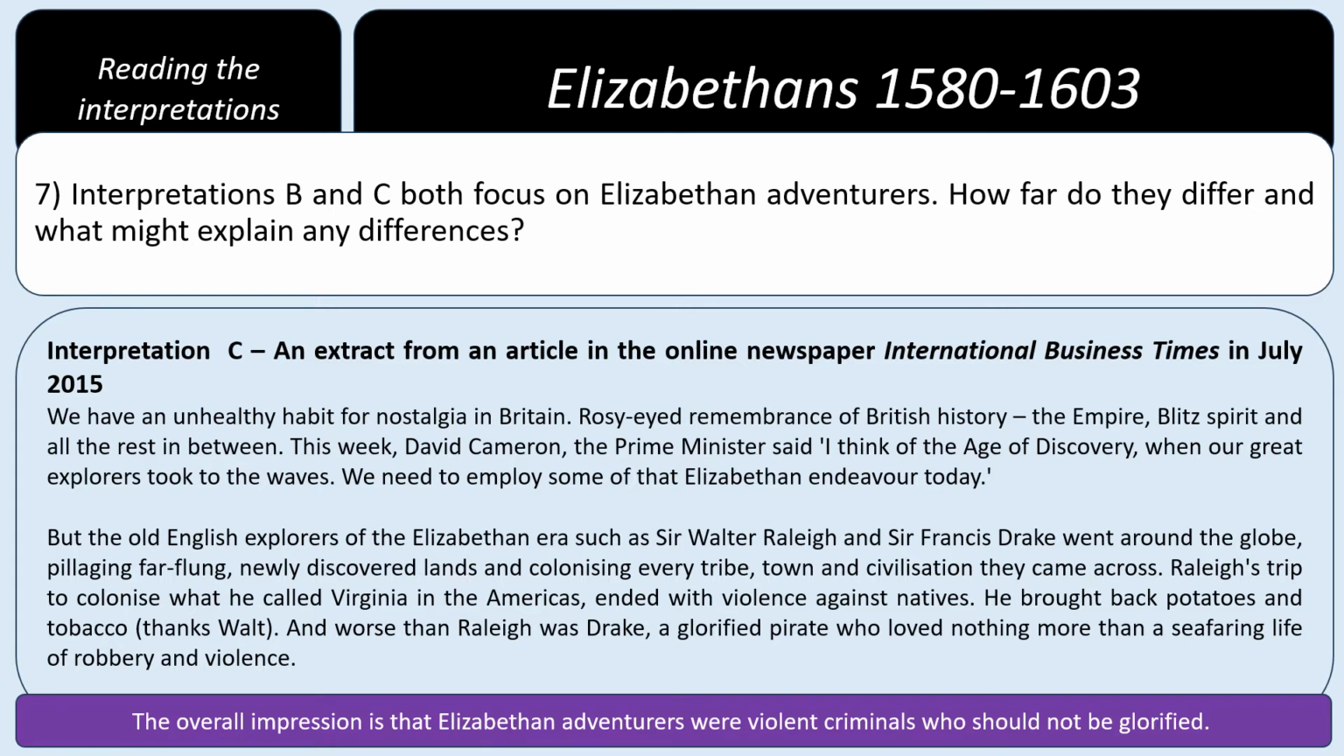And the overall impression is the Elizabethan adventurers were violent criminals who should not be glorified. So that's going to be obviously your starting point for how far they differ. When you're looking at the provenance here, you might think about how it's a much broader audience. It's an online newspaper, the International Business Times, in July 2015.